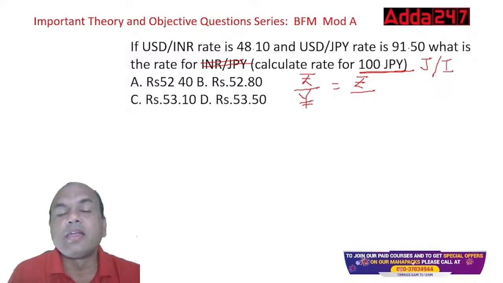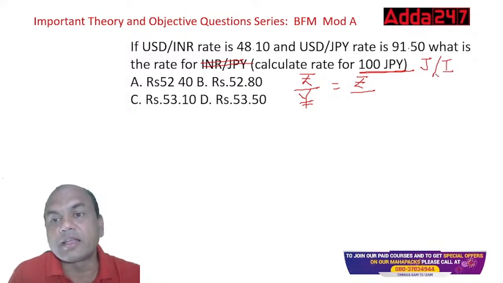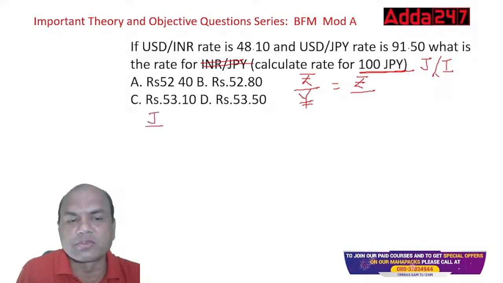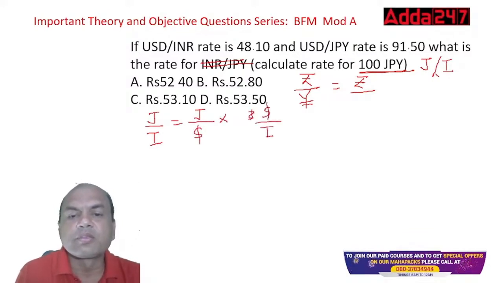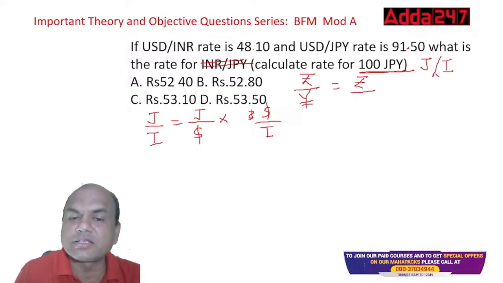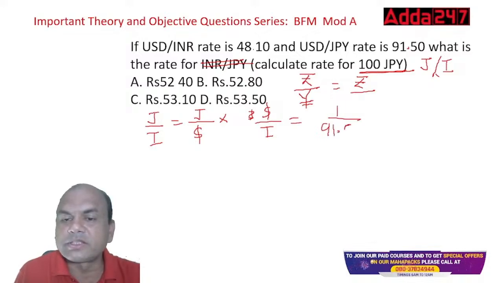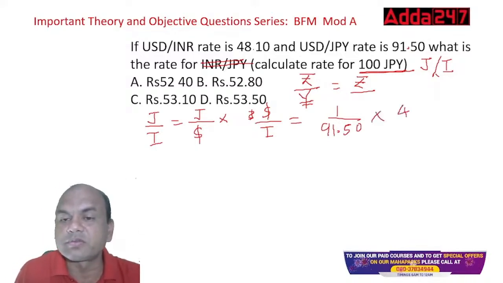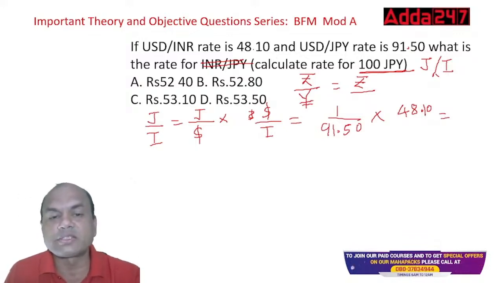What is the direct rate system? In the direct rate system, the rupee is always moving and the other currency is constant. So India follows that system. JPY to INR equals JPY to dollar into dollar to INR. Here you have USD to JPY, 91.50, and you want JPY to dollar, so you just reverse this: 1 upon 91.50, into dollar to INR, which is 48.10. Now take the answer, everyone: 48.10 upon 91.50. What answer are you getting?